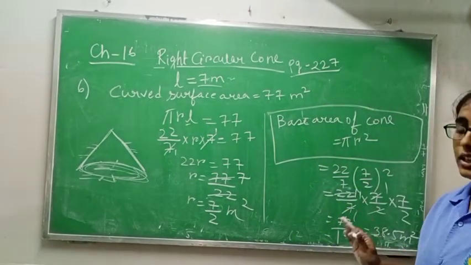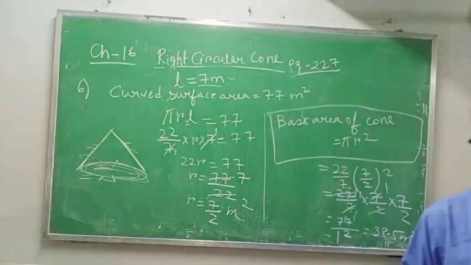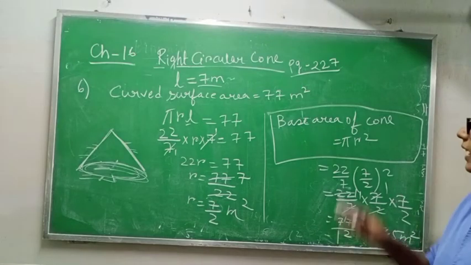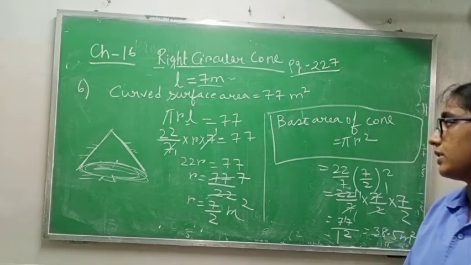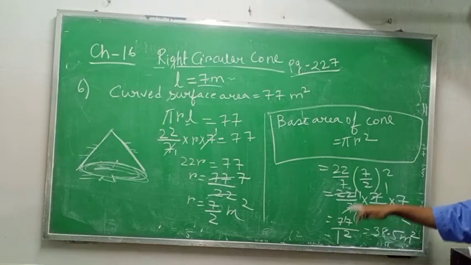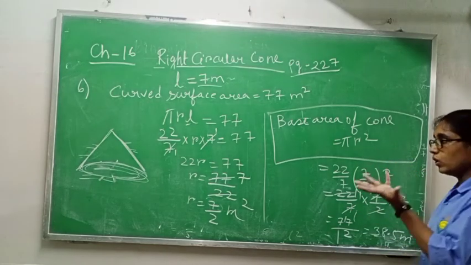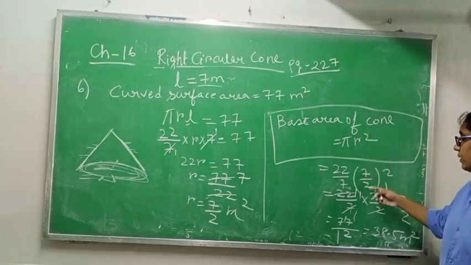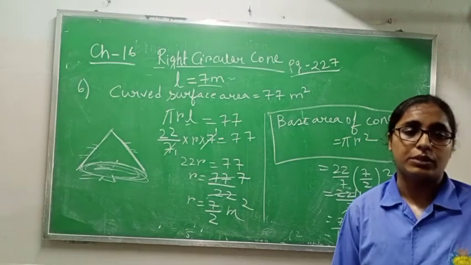What we are doing? We are taking curved surface area because whenever we deal with any conical shape, a tent mainly, at that time we consider only the curved surface area, not the total surface area. Using that we are finding r, which we are getting as 7 by 2. Now the base area of the cone is always pi r square, because we are taking only the lower portion, which is circular in shape. So pi r square is 22 by 7 into (7 by 2) whole square. When you solve, you will get 38.5 meter square.